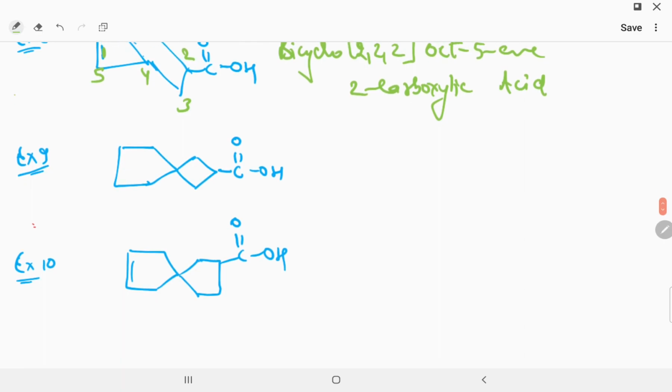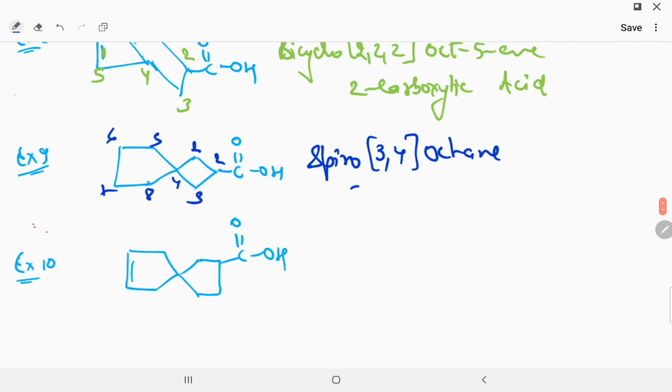Now in examples number 9 and 10, this is a spiro compound given in front of you. In a spiro compound, if you remember, we cannot start numbering with the common carbon, and we start numbering with the small ring after leaving the common carbon. So we start from this: 1, 2, 3, 4, 5, 6, 7, 8. So in this we say spiro, small ring carbon is 3, large ring carbon is 4, octane 2-carboxylic acid.